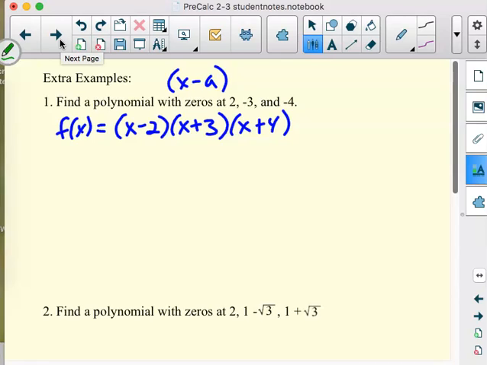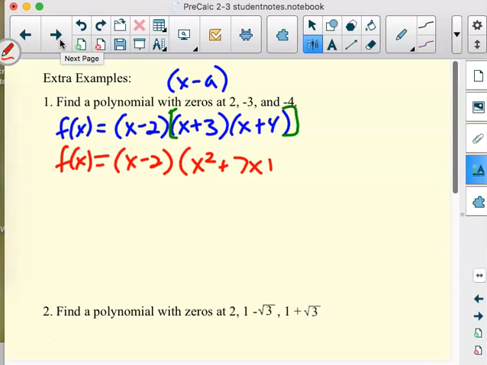But in these, I really don't see anything easiest except that these two in the back both have a plus, so we're less likely to make a negative mistake if we do those first. So we'll do FOIL on those two and leave the x minus 2 alone for a second. So x times x is x squared, and then outside times outside is 4x, inside times inside is 3x, and that adds to 7x. And then last times last, 3 times 4 will give us the 12.